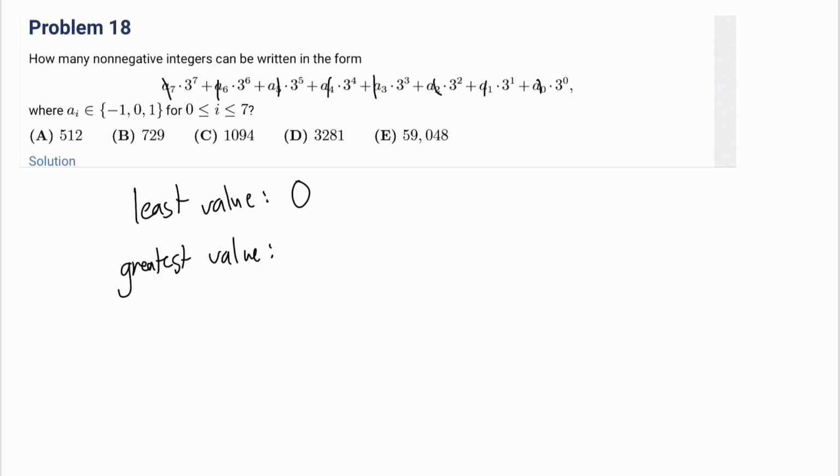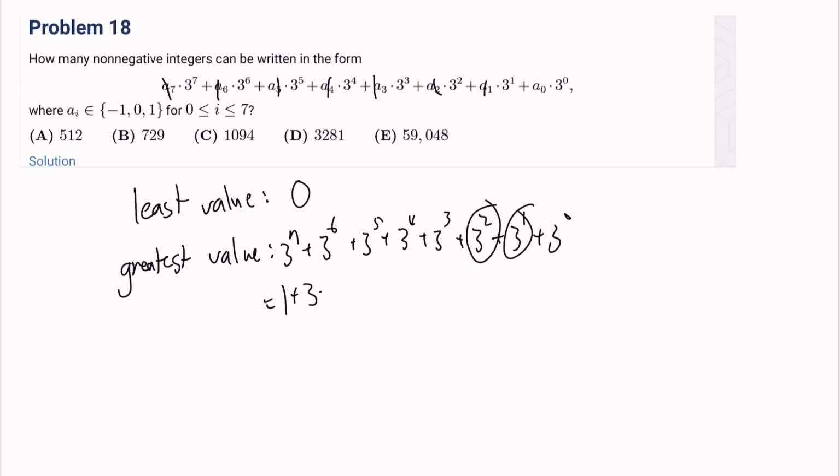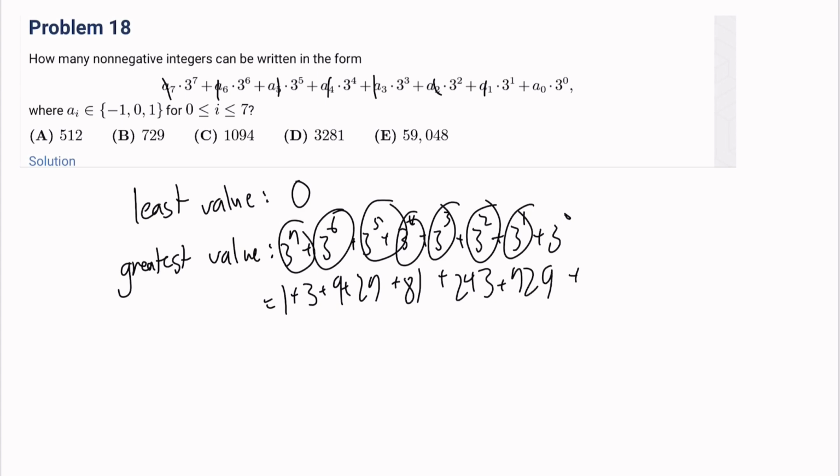So it would be something like, no, let's start from here. 3 to the 7th power plus 3 to the 6th, 3 to the 5th, 3 to the 4th power, 3 to the 3rd power, 3 squared, 3 to the 1 plus 3 to the 0. And let's calculate this. This is 1, plus this is 3, plus this is 9, this is 27, this is 81, this is 243, this is 729, and 3 to the 7th power is 729 times 3, which is 2187.